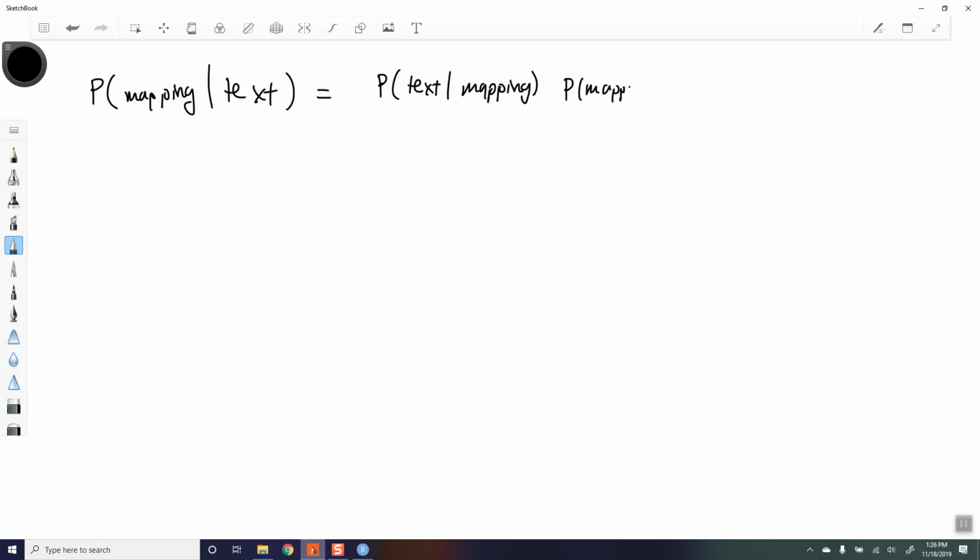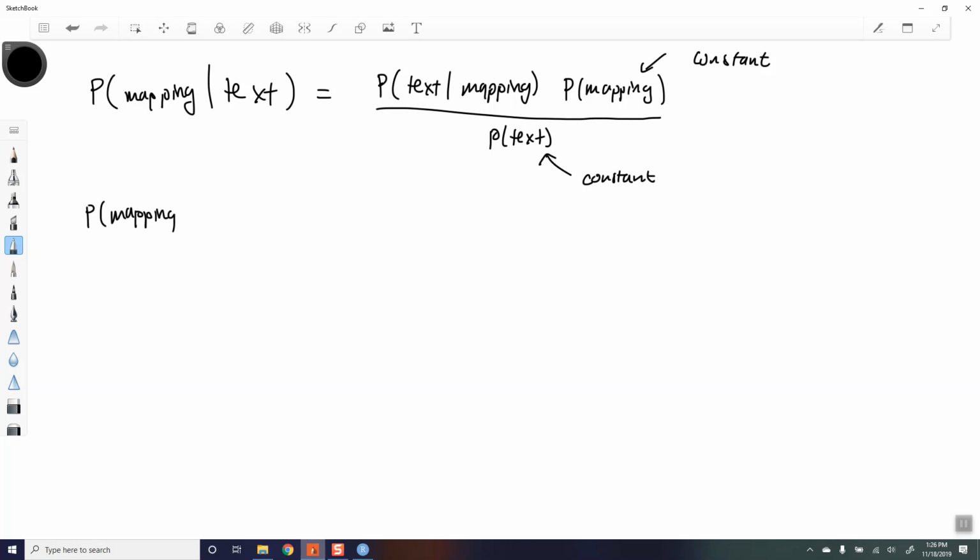So far what I've described is in code how we're going to do this. What we had earlier was the probability of some mapping given the text, using Bayes' rule, is the probability of the text given the mapping times the prior probability of the mapping divided by the probability of the text. And we said this is a constant, because prior to looking at the data, all mappings are equally likely. So the probability of the mapping given the text is proportional to the probability of the text given the mapping.